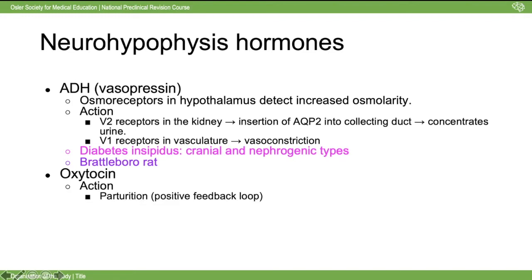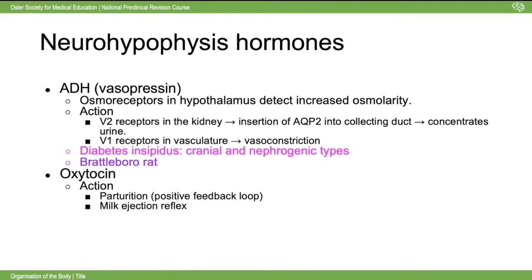And oxytocin has lots of different actions. So one action is the Ferguson reflex during parturition, which is where during giving birth, the baby's head pushes on the cervix, and that stimulates the release of oxytocin. And then oxytocin stimulates uterine contraction, which pushes the baby's head even harder against the cervix, and that stimulates even more oxytocin release. So that sets up a positive feedback loop.